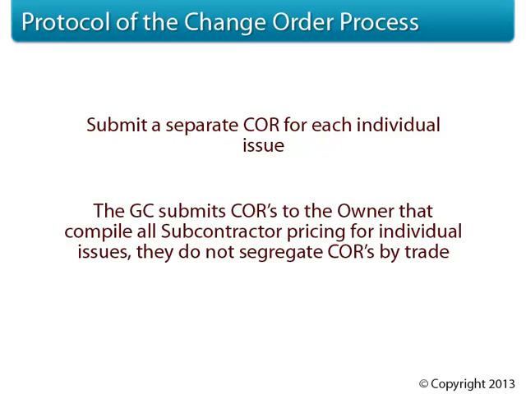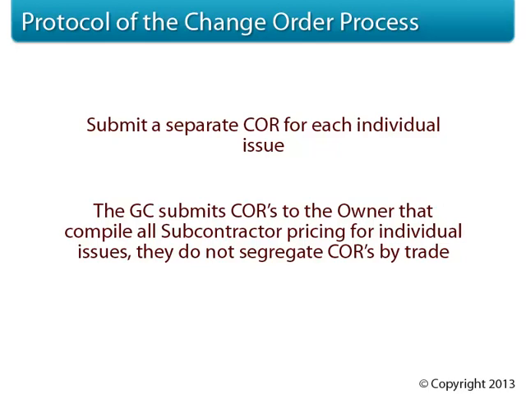Remember, the general contractor submits change order requests to the owner that compile all subcontractor pricing for individual issues. They don't segregate their change order requests by trade. When a subcontractor presents a single letter with, say, a dozen different change order issues on it, what happens is the general contractor runs copies for each of those individual issues and uses them as backup for their change order request that they pass on to the owner.